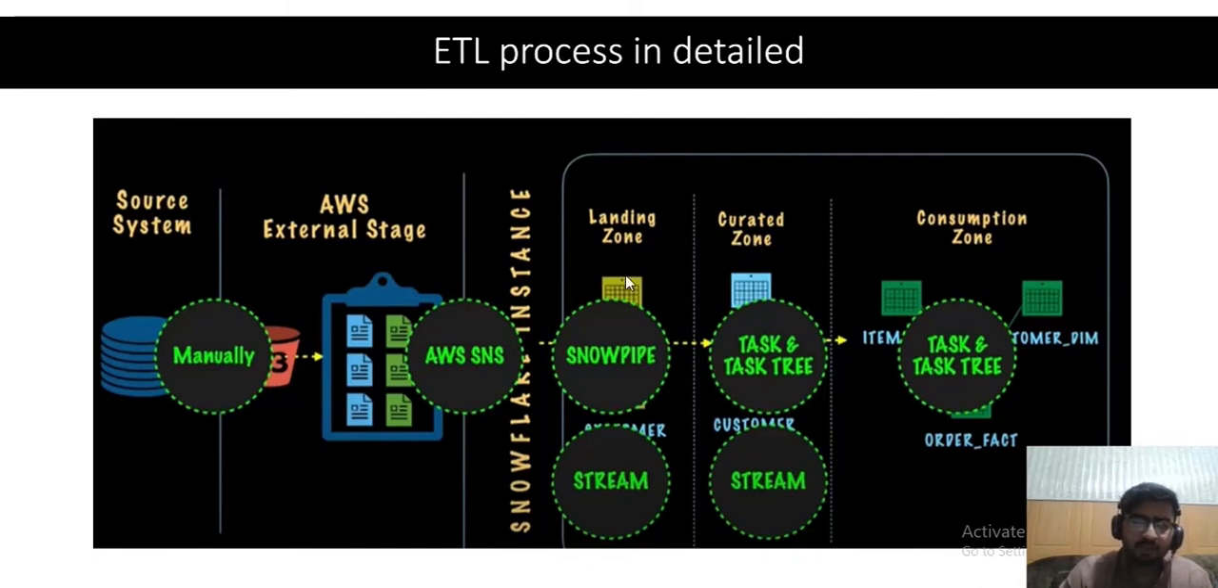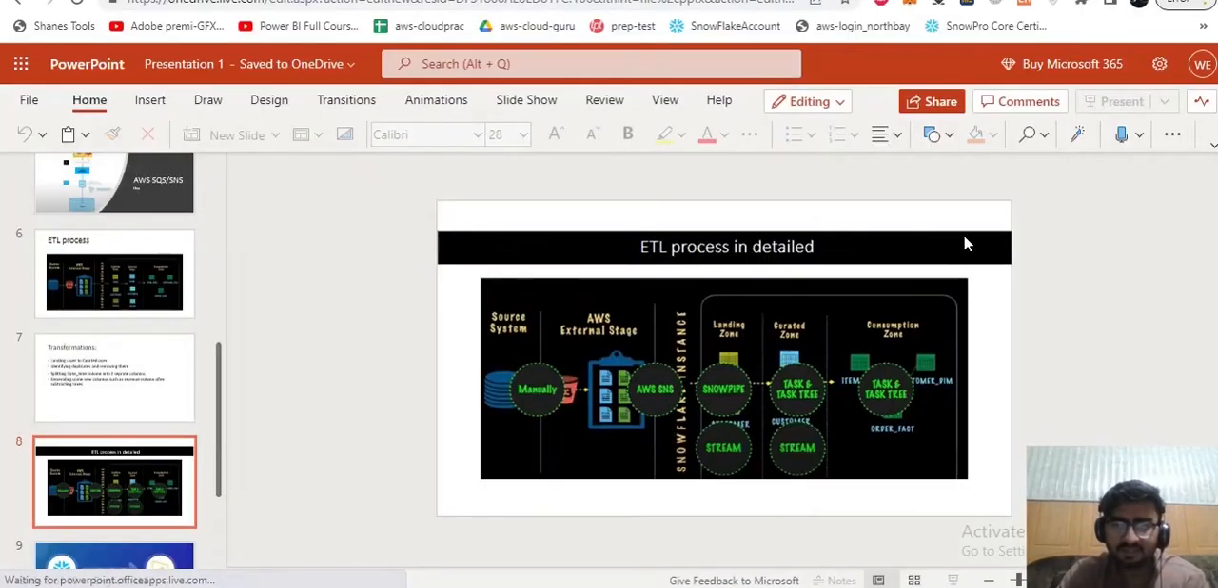Just think of it as landing zone as one schema, curated zone as a second schema, and consumption layer as the third schema. So these are basically three different schemas present inside one database, right? So once we have applied all of our transformation, now it's time to upload our data to the target table.